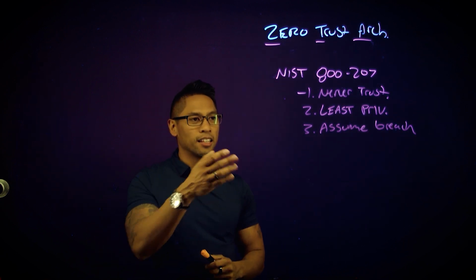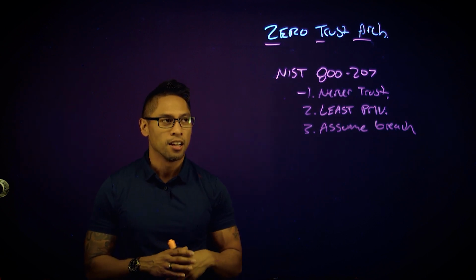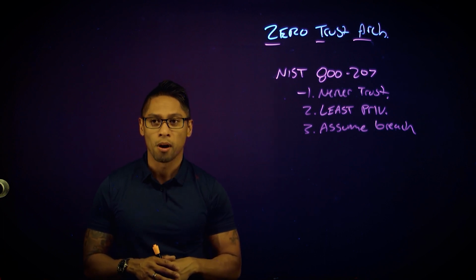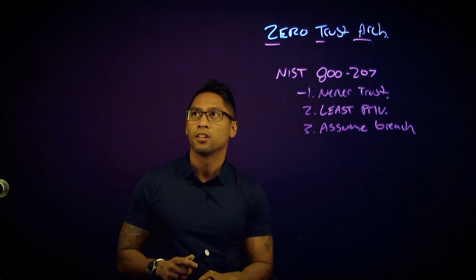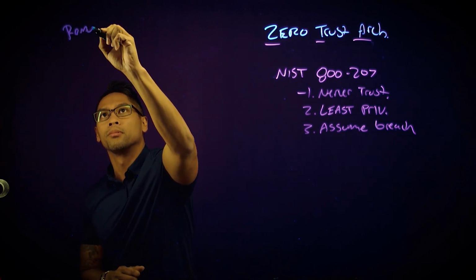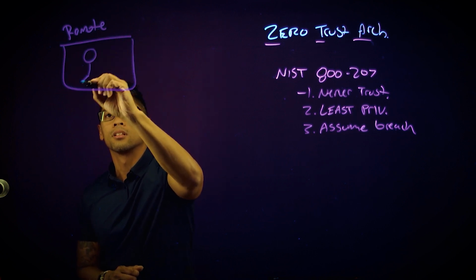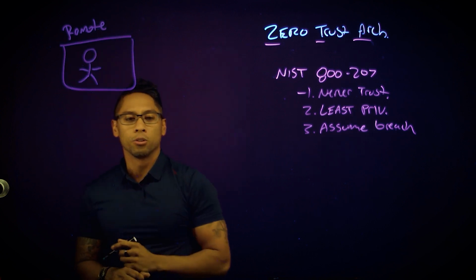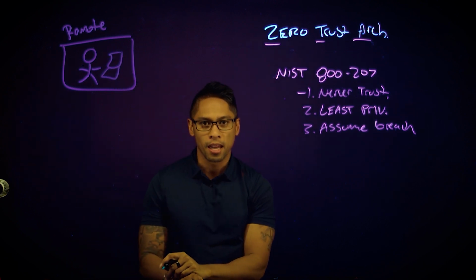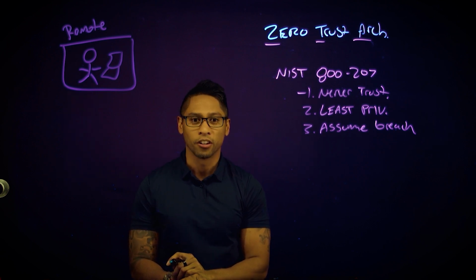So let's take a look at these three concepts and try and apply them into traditional network design and see how we could potentially improve our security postures in our network. So the first one we'll look at is remote users. So typically, remote users use VPNs to connect back to our networks to access their applications.